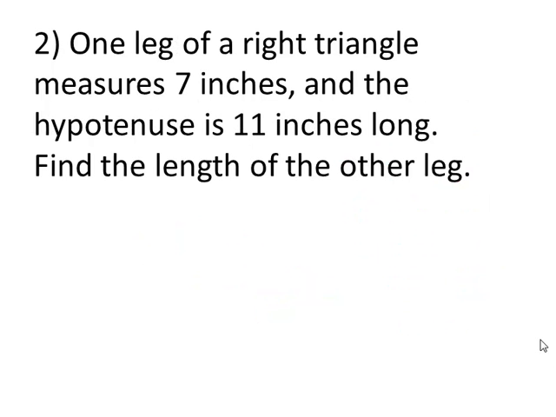Slightly different problem here. One leg of a right triangle measures 7 inches and the hypotenuse is 11 inches long. Find the length of the other leg. So I'm going to start with a right triangle again, not necessarily to scale, just so that I can label the legs and the hypotenuse. One leg is 7 inches. Let's put that here. I could have put it along the bottom instead. The hypotenuse is 11, and I'm missing this leg. I'll call it B. You could call it A if you like.